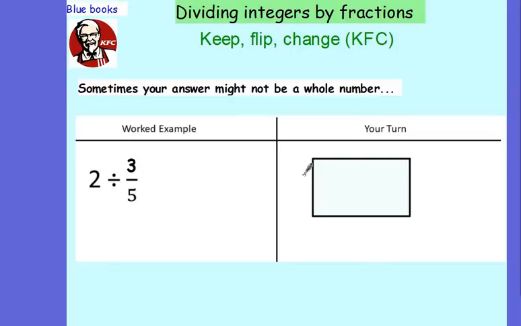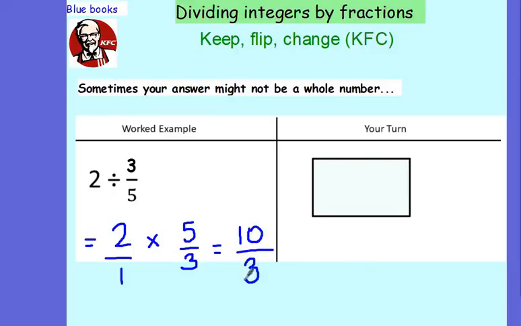And finally, I'm going to do one more example. I've got 2 divided by 3/5. I'm going to use my keep, flip, change. I keep my first number, I flip my fraction, and I change my sign. Write 2 as 2 over 1. That gives me 2 times 5 is 10, 1 times 3 is 3. Now here, this isn't going to be a whole number. I cannot divide 10 by 3 and get a whole number. I can leave it as this improper fraction, or I could write it as a mixed number, which would give me 3 1/3. Either would be correct.